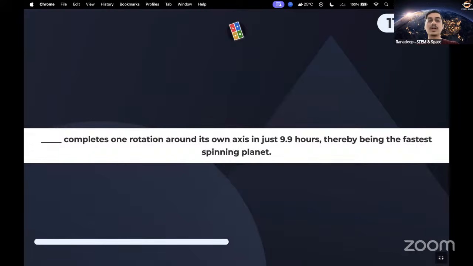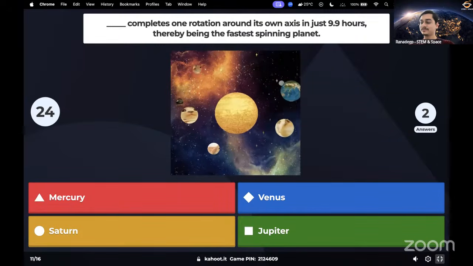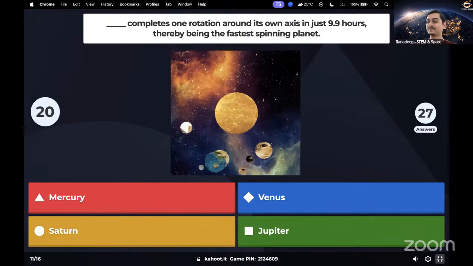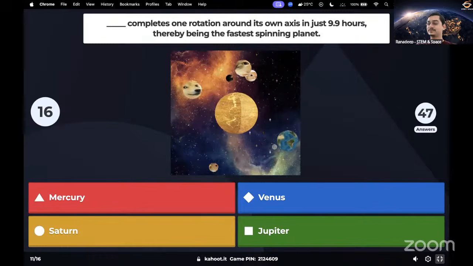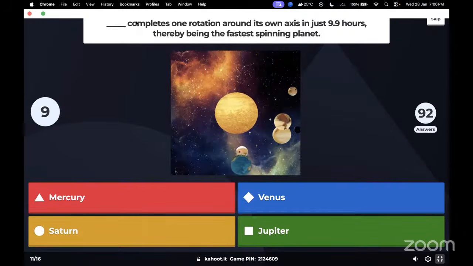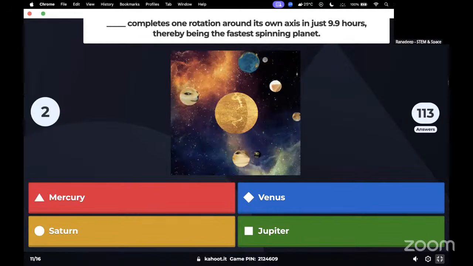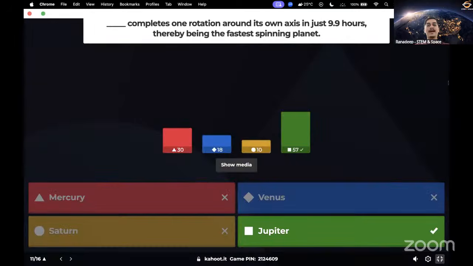Dash completes one rotation around its own axis in just 9.9 hours, thereby being the fastest spinning planet. And the correct answer is Jupiter, which again, many of you have answered correctly. Some people have answered Mercury, I believe, just because Mercury is very small and very close to the sun. So probably it will just be the fastest spinning planet.